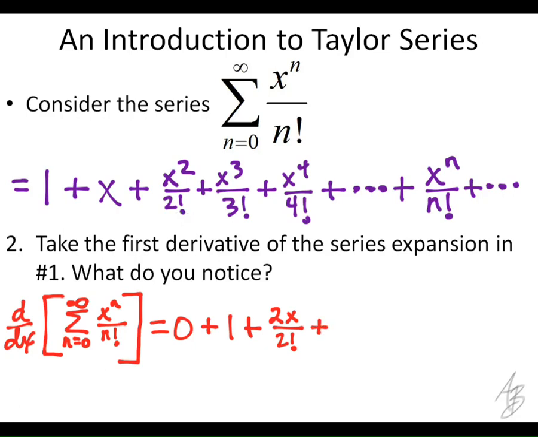What is the derivative of x cubed? 3x squared, so we're going to have 3x squared over 3 factorial. What is the derivative of x to the 4th? 4x cubed, and then that's going to be over 4 factorial. And then the general term, what is the derivative of x to the n?